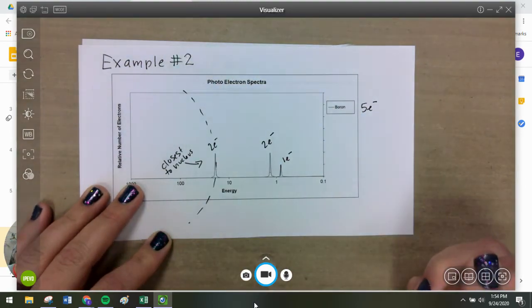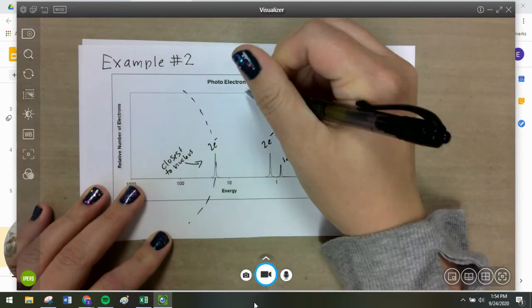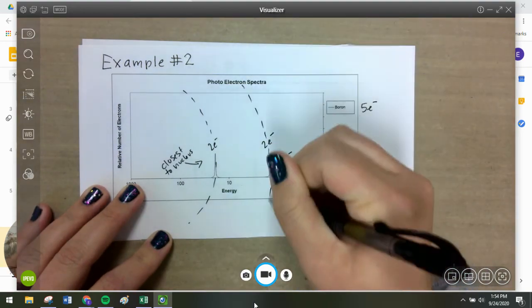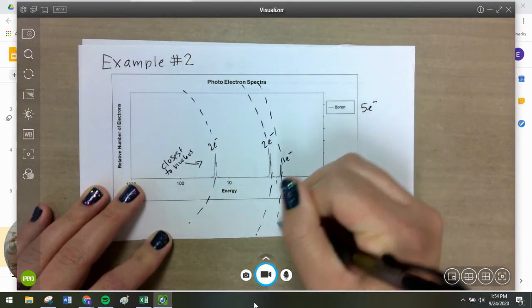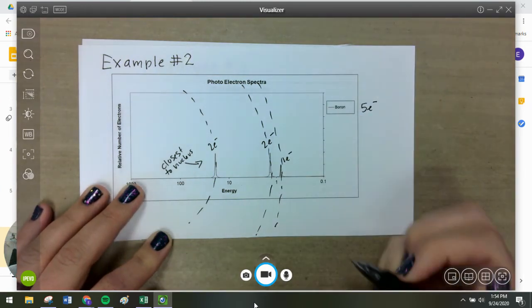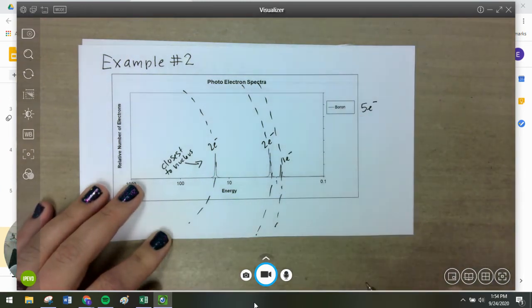So when you think about this, our first subshell closest to the nucleus has 2 electrons. The second subshell has 2 electrons, and the third subshell, which you can see is very close to the second one, has 1 electron in it. Okay?